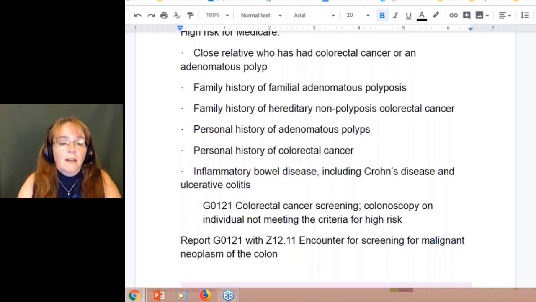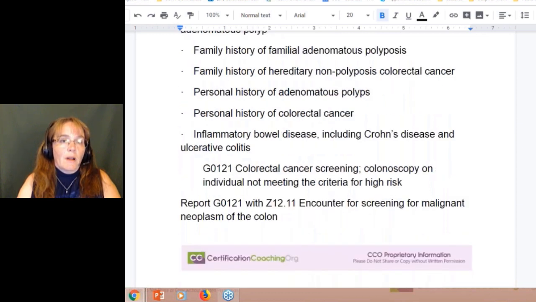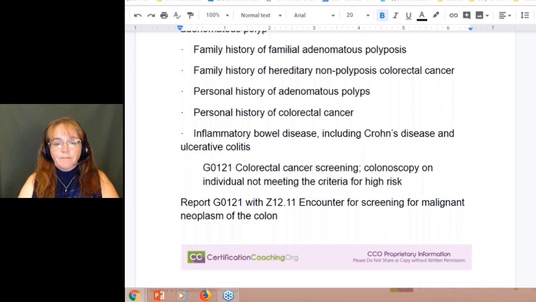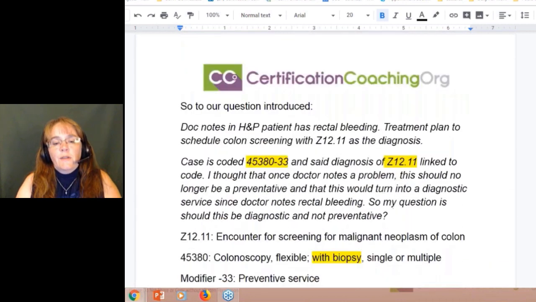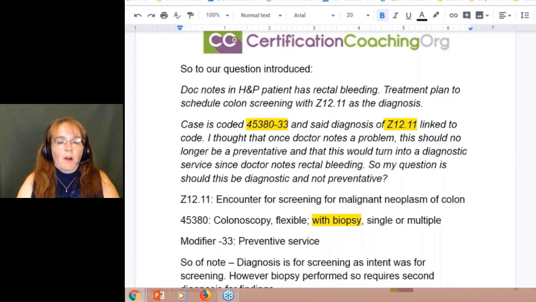you get to have this service done more often, where the G0121 is the other HCPCS code we're going to use for screening for Medicare patients, which is why this is so important to distinguish between what service we're performing. These are people who don't have a high risk. So with that, we're going to bill that Z12.11, that encounter for screening for malignant neoplasm of the colon. But the question that they gave in the very beginning, I brought it back down here again so we can remember what it was: they coded it 45380 with a 33 modifier, the diagnosis of Z12.11.